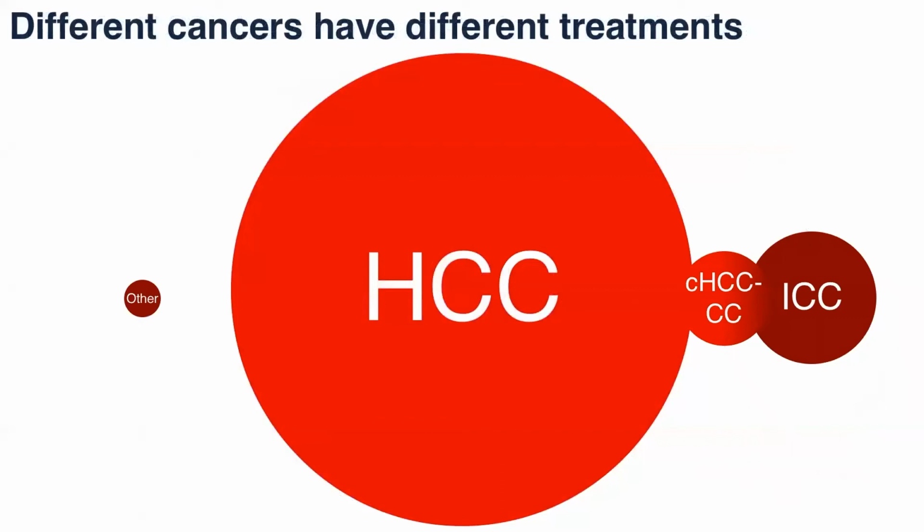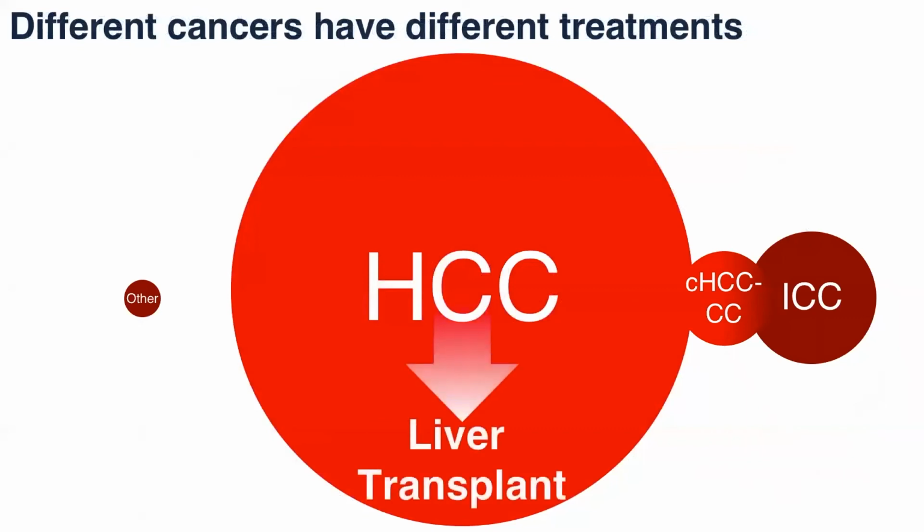Now, you might wonder, who cares what kind of cancer it is? Cancer equals cancer equals cancer. Turns out that's not quite right. Different cancers have different prognoses. Different cancers have different treatments. In the United States, if you have just the right amount of cancer, not too little, not too much, the Goldilocks zone of HCC, the treatment of choice is liver transplantation.